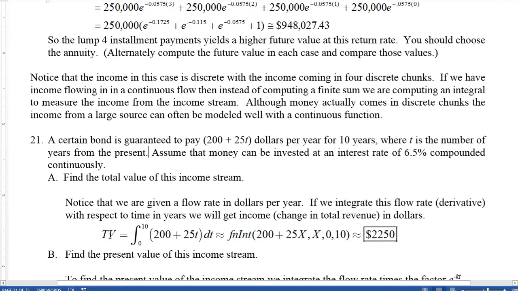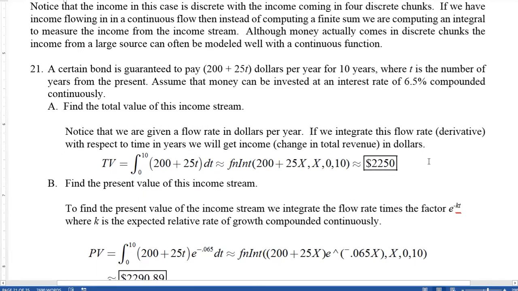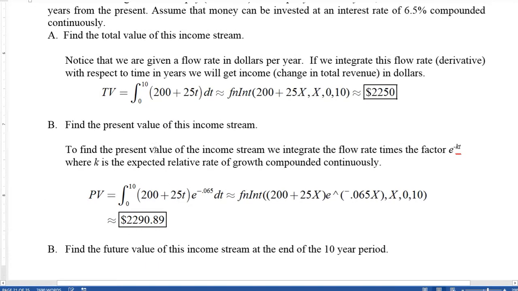And so to get the total value, we integrate from time 0 to 10 of that flow rate, dollars per year, times the years, dt, and we get that. In this case, of course, that's just a linear function. It's very easy to do with finding an antiderivative, but here also you could do it in the calculator. And I get 22,500. Okay. Now, assuming there were no mistakes there, moving on, find the present value of this income stream.